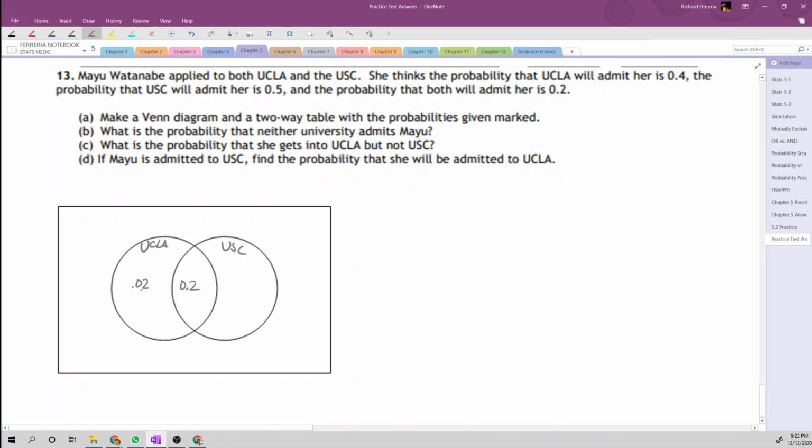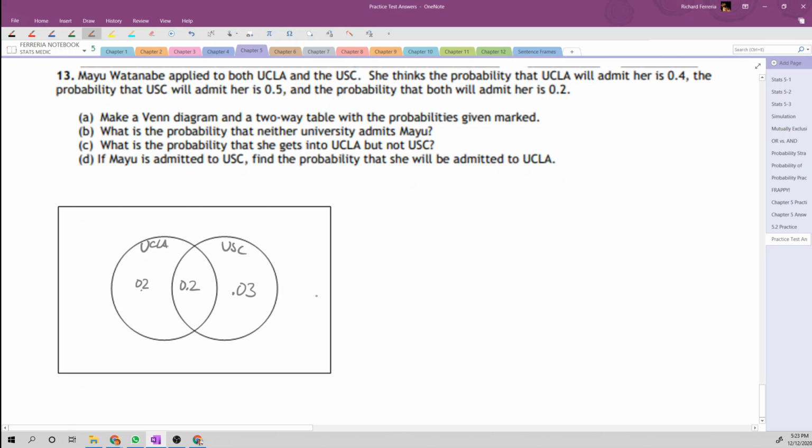Putting the decimal in the wrong place. Likewise, here at USC, 0.5 has to be these two probabilities, the almond shape and the moon shape, added together, and they have to add up to 0.5. So this should be 0.3.